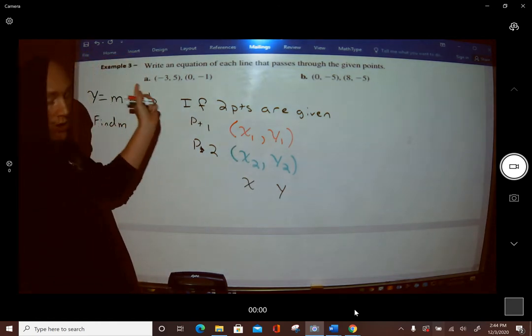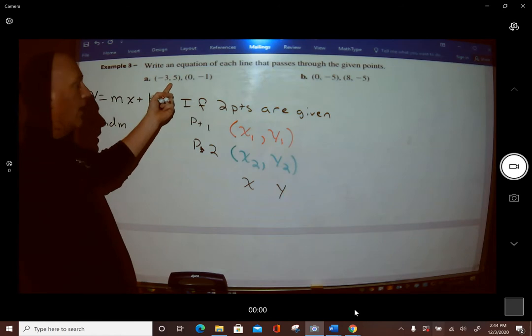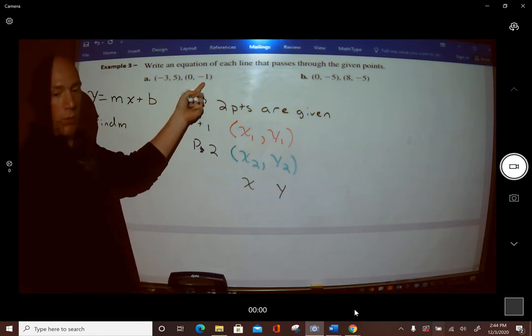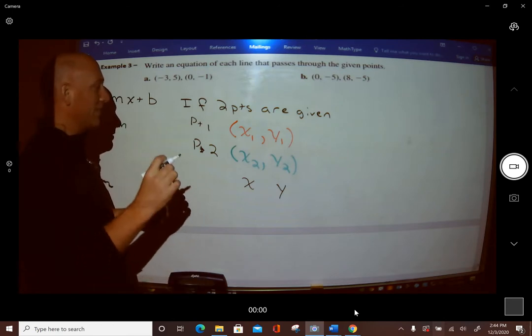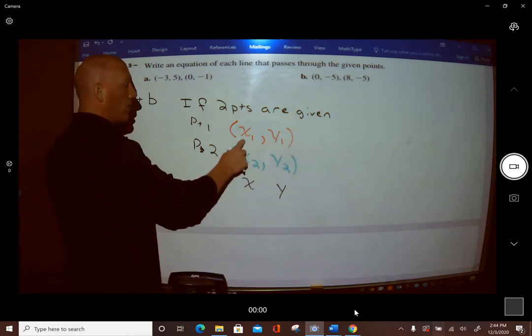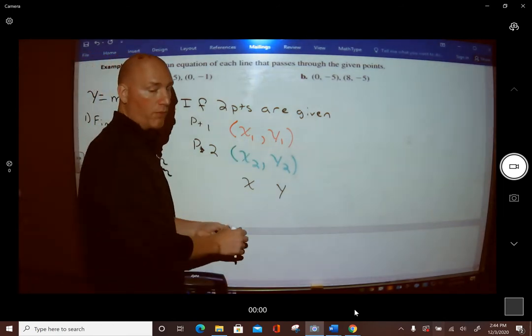You get to pick which is point 1, which is point 2. I just always say the first point is point 1, the second point is point 2. That's easy for me. Do it however you want, but it has to be consistent. Whatever point you call the first point, that's the x and y from there.